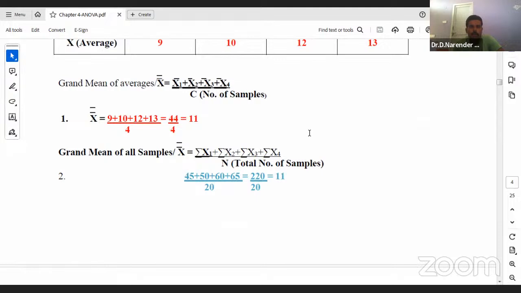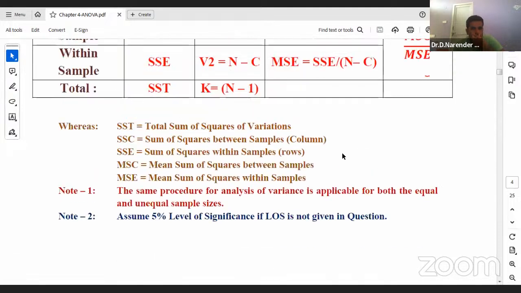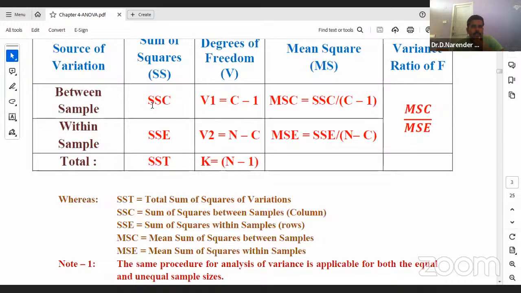So observe carefully. Now we are going to start with between samples, the SSC value, and V1 is equal to C minus 1. Then MSC is equal to SSC by C minus 1. This SSC value we need to find out. To get this value, we are going to follow one procedure. Just look now.